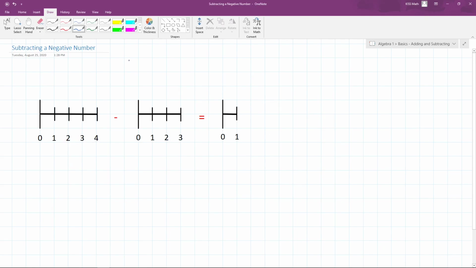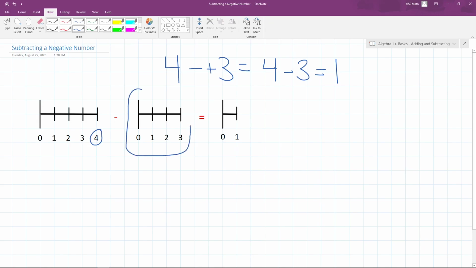The last thing you can do is subtract a negative number. Let's again, though, look at something we already know, like subtracting a positive number. Something like 4 minus a positive 3, which is the same as 4 minus 3 equals 1. So we think of subtracting as taking something away. So we're starting here at 4, and then we're taking away, removing positive 3 units to get to 1.